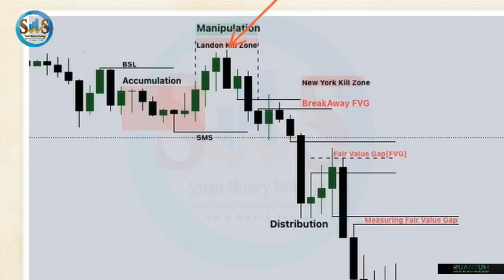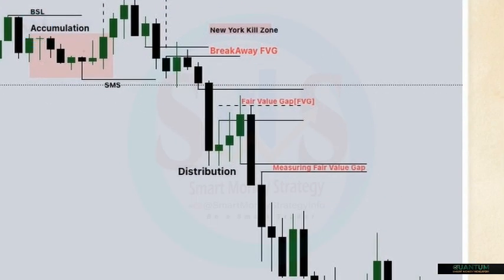Look at this manipulation peak. After sweeping liquidity, price leaves a fair value gap, or FVG, moving in the real direction. Wait for a candle close confirming the reversal. Find the newly formed FVG and set a limit order inside that gap.